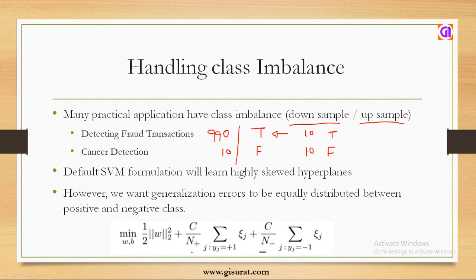But that's not a good idea to just choose 10 values from 990 values. So guys, if you have a data set where one side has a very large number of values, then downsampling is not a good idea. Then let me discuss upsampling.